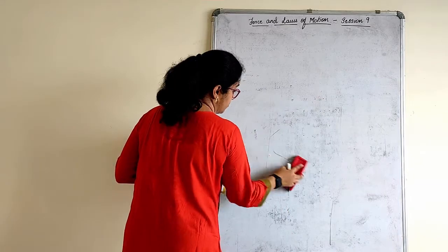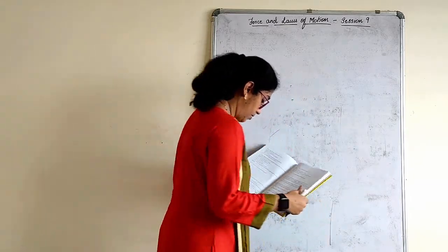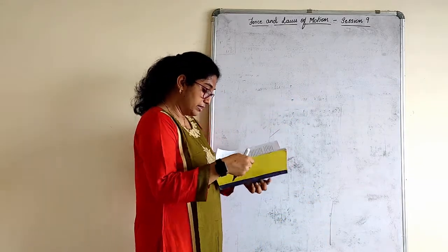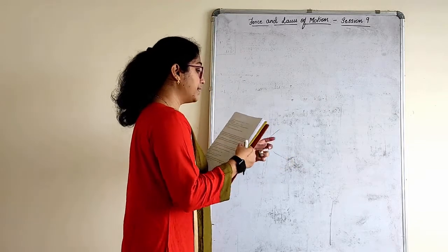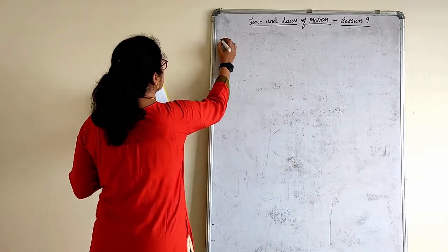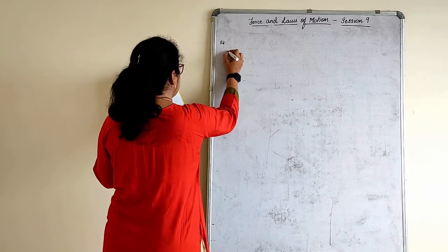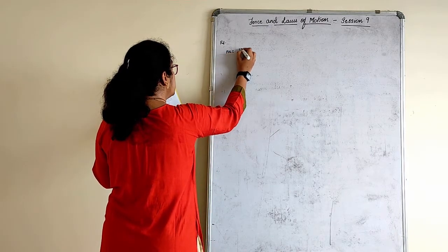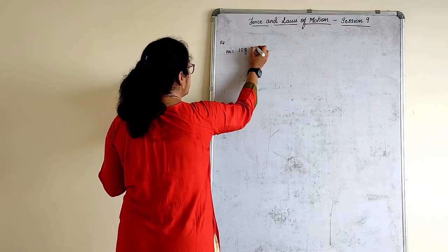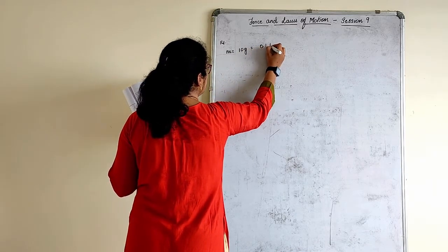A bullet of mass 10 grams, 14th one. A bullet of mass 10 grams. So the mass of the bullet is 10 grams. So we'll consider that as 0.1 kg.